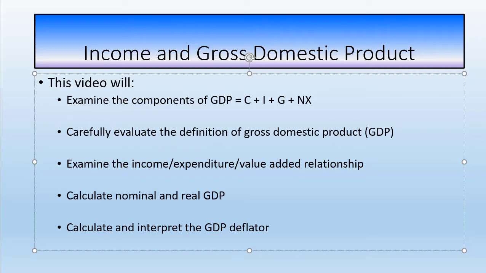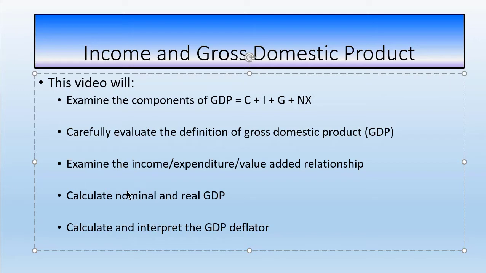This video will cover income and gross domestic product. We'll examine the components of GDP carefully. We'll look at C, which is consumption, investment, which is labeled I, G, government expenditures, and NX, net exports. We'll carefully evaluate the definition of gross domestic product. We'll examine the income, expenditure, and value-added relationships that tie it all together. We'll calculate nominal and real GDP, and then we'll also interpret the GDP deflator, which is a measure of inflation.